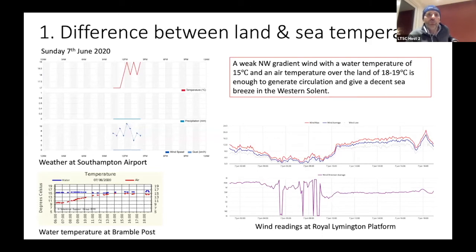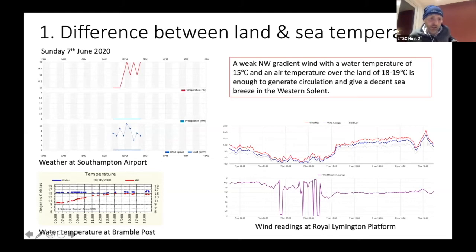And there was a water temperature of 15 degrees measured at the Bramble Bank post, which is the only place I can think of that has a water temperature thermometer around here, unless anyone knows different. And an air temperature over the land, which I measured at Southampton Airport because it's somewhere inland of the Bramble, of 18, 19 degrees. That would be indicative of the same sort of air temperature we get over the forest, maybe slightly warmer over the forest. And that was enough to generate that circulation we talked about and give a decent sea breeze in the Western Solent.